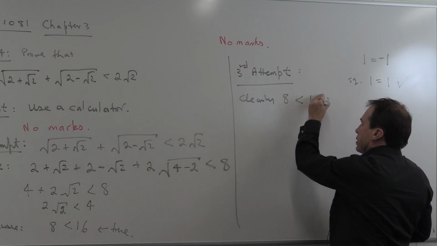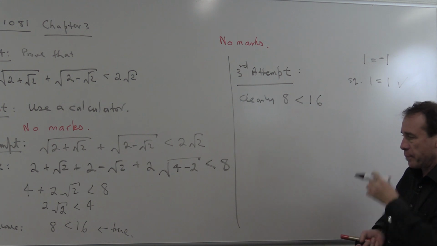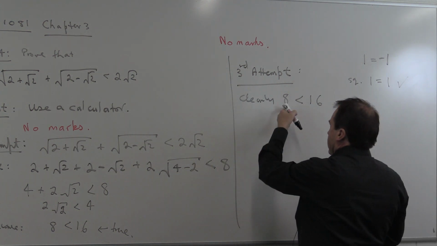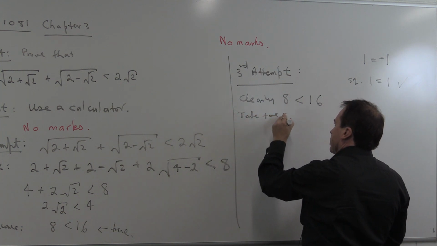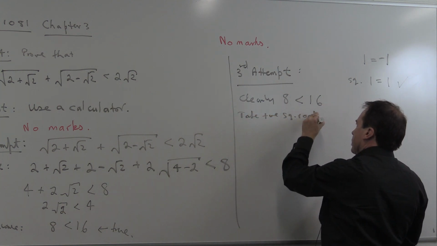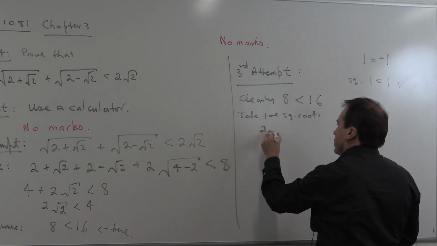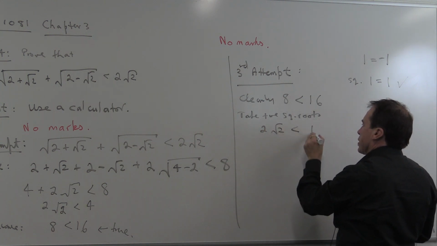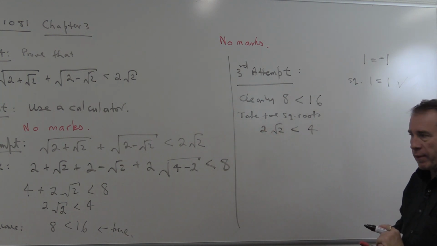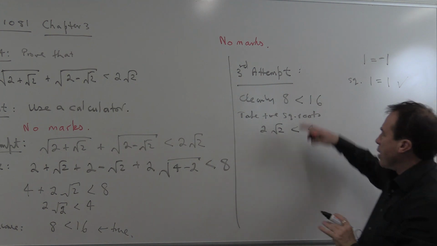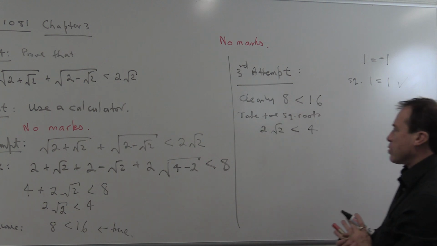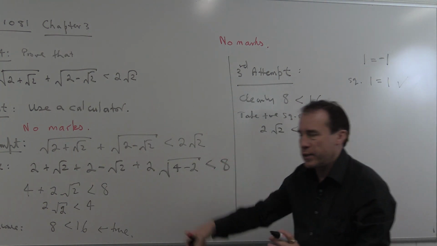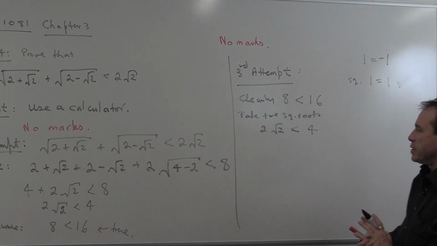8 is less than 16, that is a true statement. And then I'm going to take the positive square roots. So the square root of 8 is 2 root 2, square root of 16 is 4. And then remember, if I'm writing this, imagine you couldn't actually see this here.